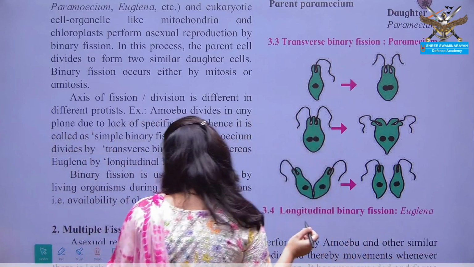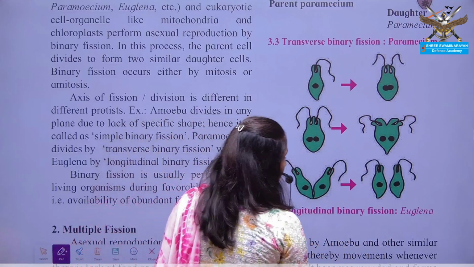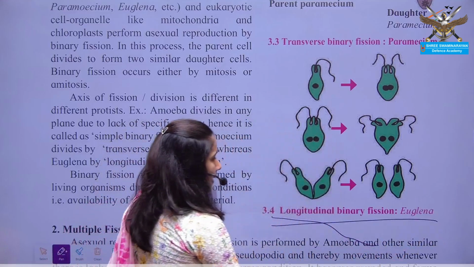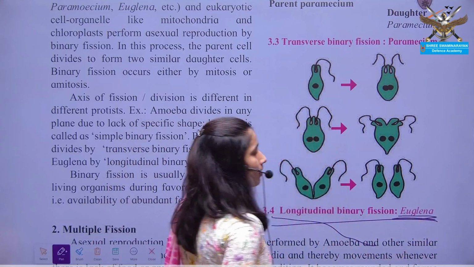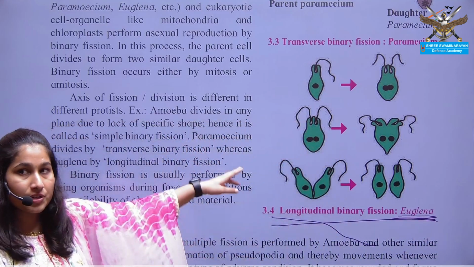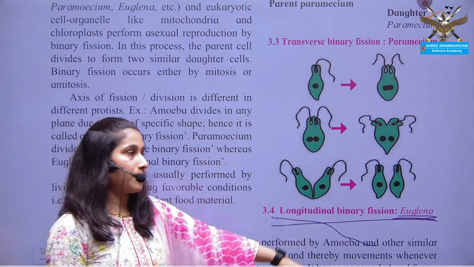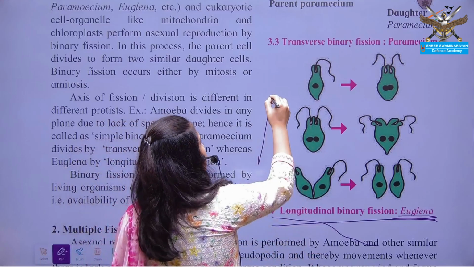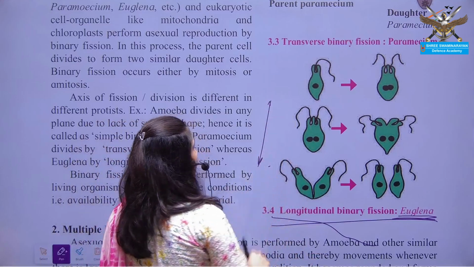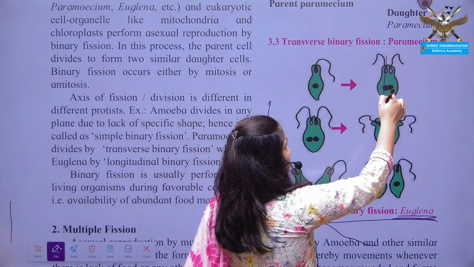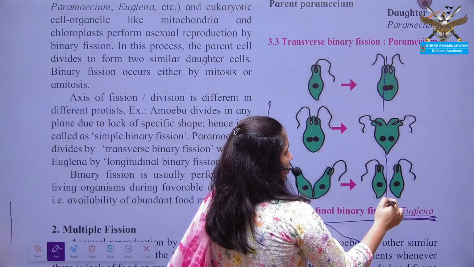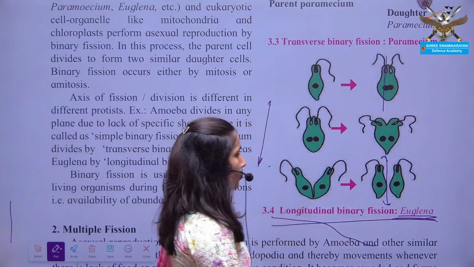Longitudinal binary fission. In this, what happens? Which example is considered for longitudinal binary fission? Euglena. Here there is a vertical cut, and because of that you get two daughter euglena.